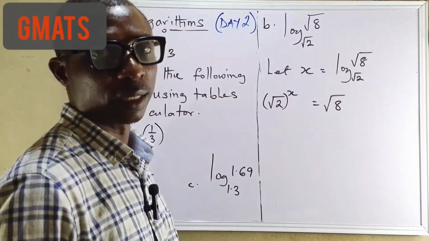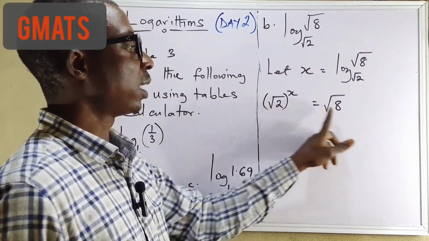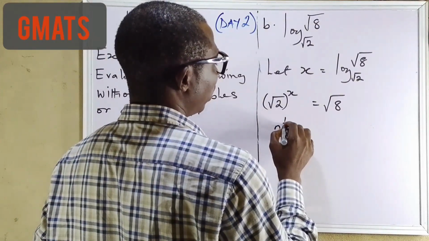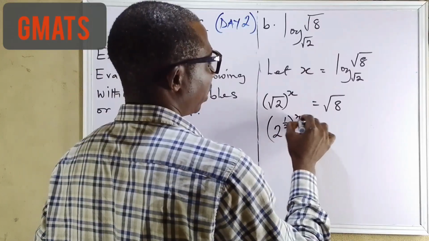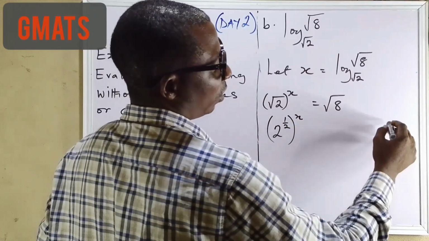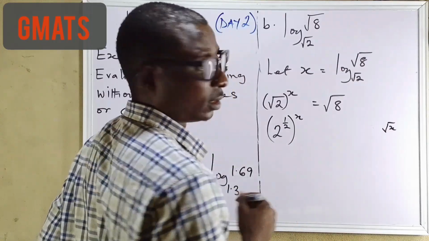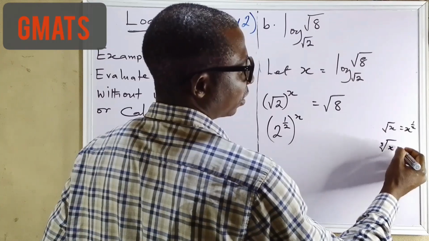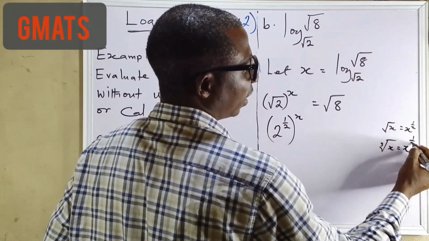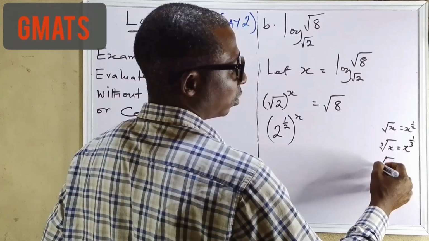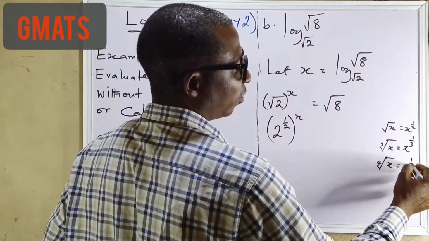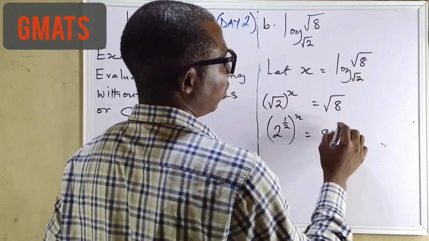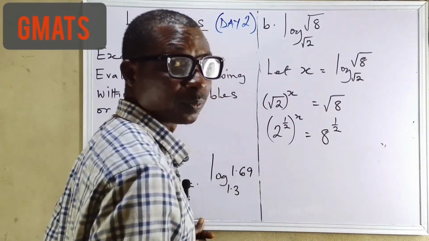You get that? Now you express this in index form. So now this turns to 2^(1/2) raised to power of x. Now don't forget, when you have square root of x, your law of indices gives you x raised to power of 1/2. If it is cube root of x, it will be x raised to power of 1/3. If it is fourth root of x, that will be x raised to power of 1/4, and so on. Alright, so now this right hand side will be 8 raised to power of 1/2 because it's square root.